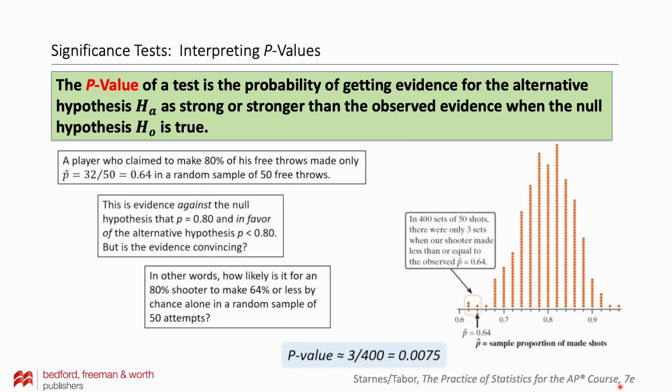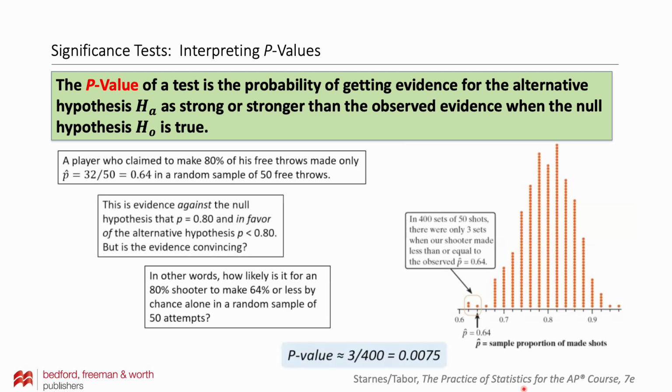So here's a simulation of a person who's an 80% free throw shooter, and this is what would happen if we let them shoot 50 shots in a row for 400 sets and plot each of those data. Now notice that the 0.64 is right here, and 0.64 or lower only happened 3 out of 400 times that they ran the simulation. So 3 out of 100 would be what percentage?